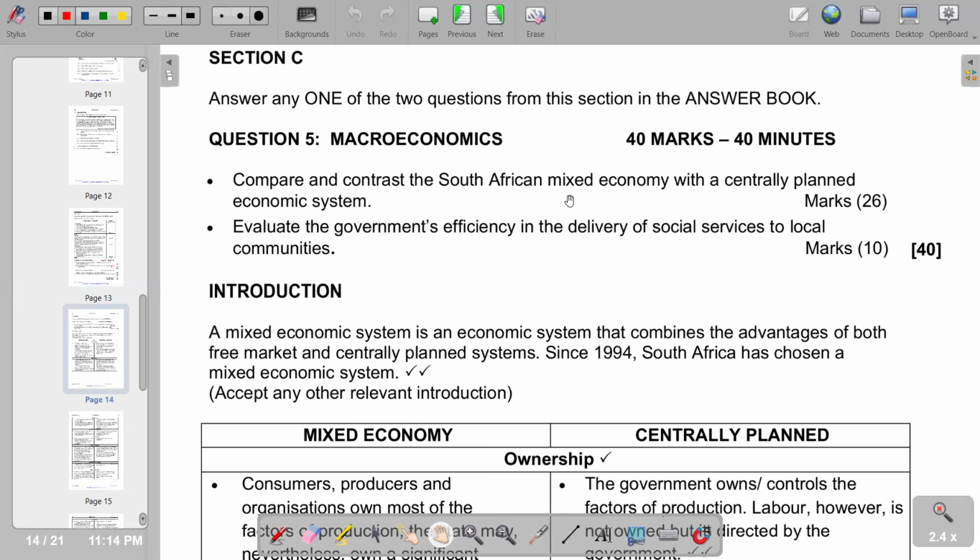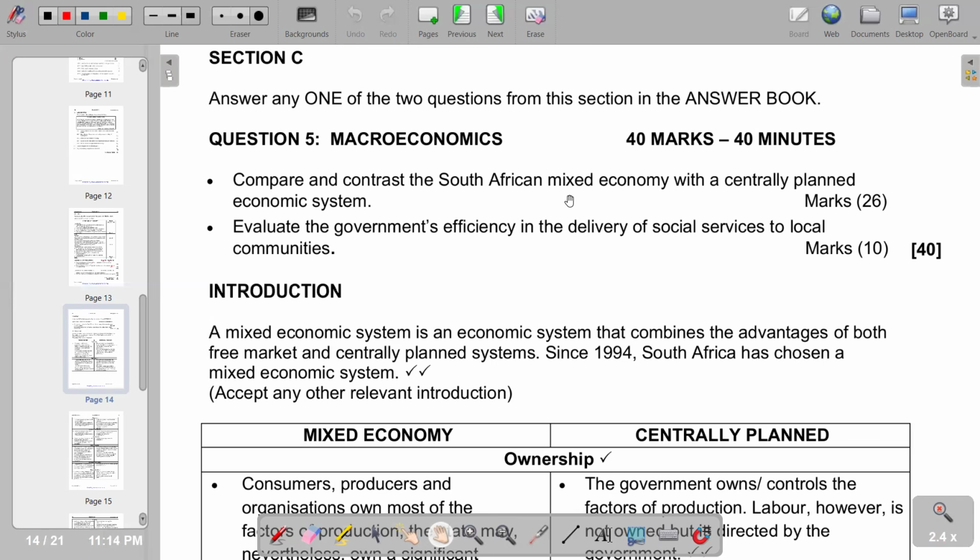Then when we are looking at a centrally planned economy, it is also known as a command economy, and it is an economic system where the federal government, the authority, makes all major economic decisions regarding the production, distribution, and the pricing of goods and services. So the government is the owner of the resources in that economy.